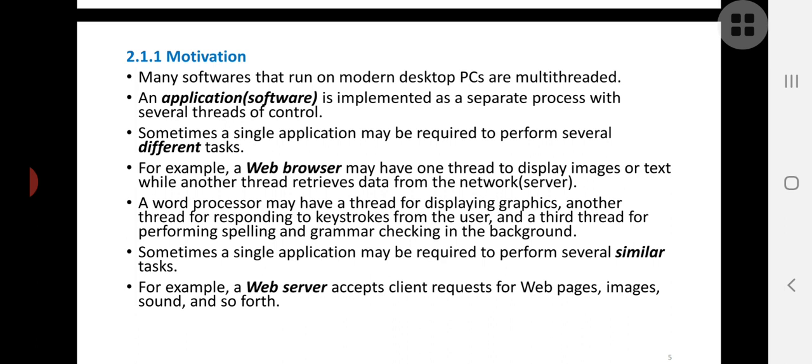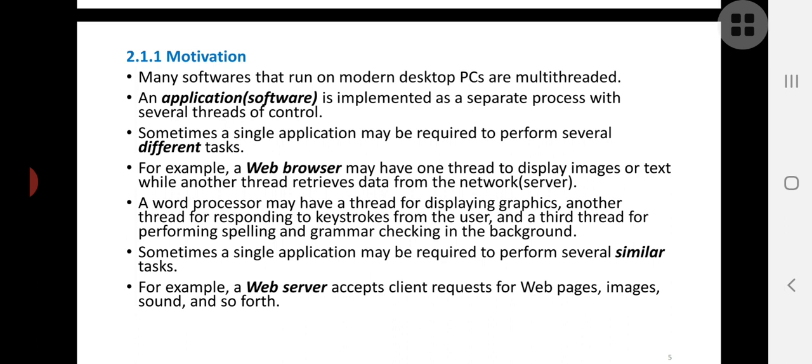Like this, in a web browser there are many threads, and all these threads are performing different tasks. So indirectly we are calling it a single application or single software that can perform several tasks. What type of tasks? Different types of tasks. One thread is busy displaying images or text which are received from the server, another thread may be busy receiving data from a network or server, and a third thread may be busy with some other work, and so on.